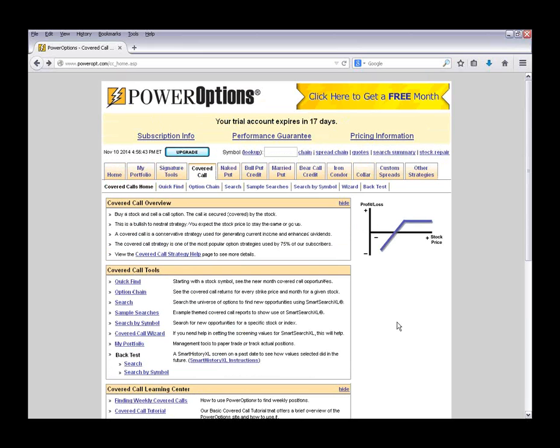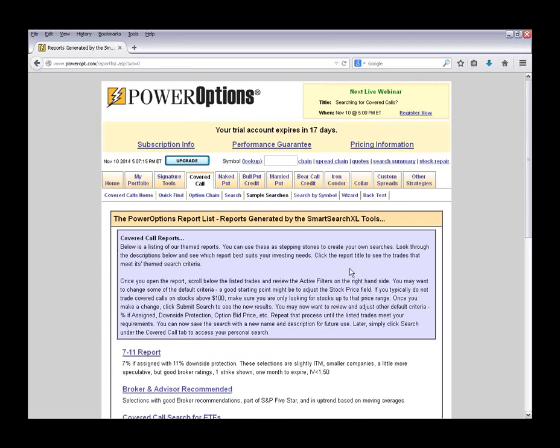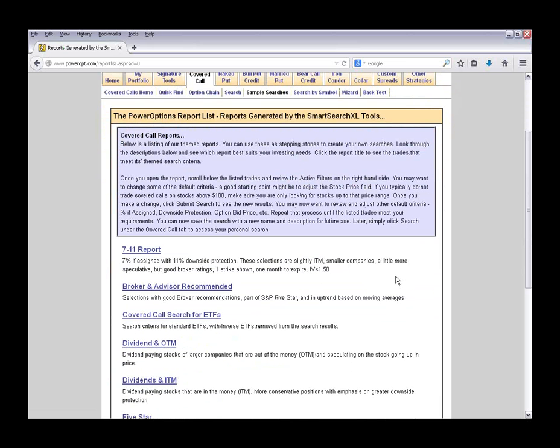Now, using PowerOptions to identify a new covered call position. There are two ways that we can go. The first way that I always recommend to my customers is you might just want to start off under the Covered Calls tab in the Sample Searches tool. Now these are themed searches that Ernie and I and the PowerOptions staff have put together to help you start off with a more generalized covered call search based on the strategy or the concept you're interested in trading.